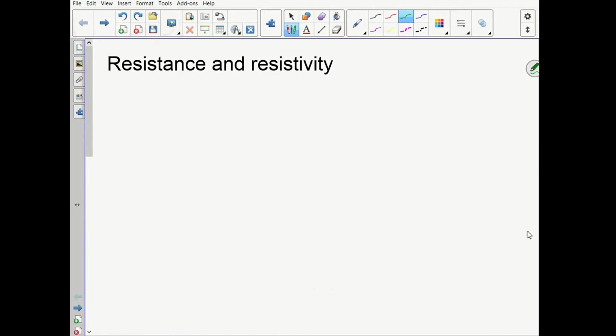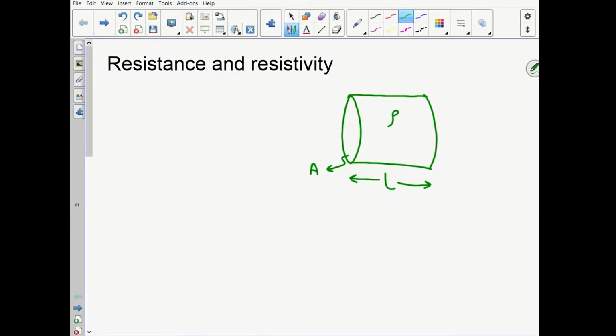Let's say that you have a conductor of a circular cross-section area. The cross-section area is A, and the length of the conductor is L. And suppose that the conductor is made of a material of resistivity ρ. The resistance of this section of the conductor is given by R equals ρ L over A.